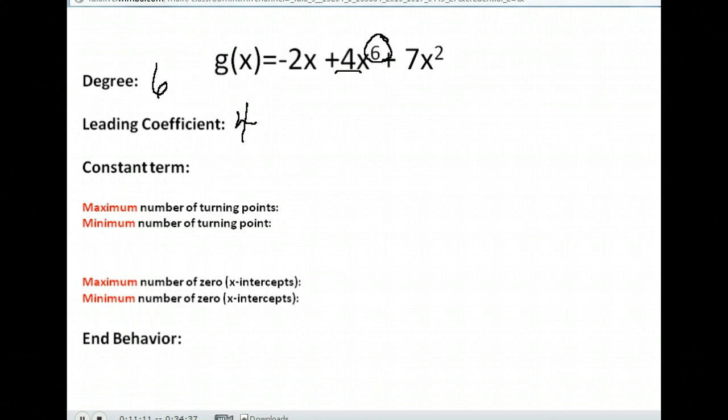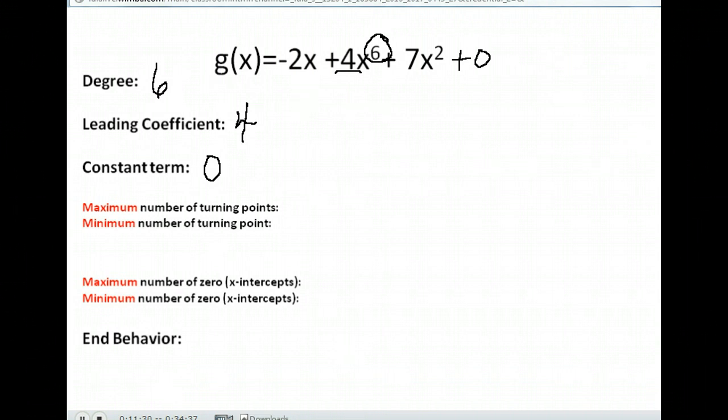Now notice again, no parentheses here, because we're going to have some later with parentheses. The constant term is the number that doesn't have a variable, doesn't have an x. There isn't one, so the constant term is 0. Don't say none. It's not none. It's 0. We'll practice this one more time.